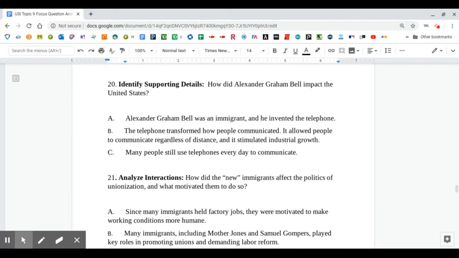Hello, Alexander Graham Bell, somebody hopefully you've heard of. He was an immigrant who helped to invent the telephone. The telephone transformed how people communicated. It allowed people to communicate regardless of distance, stimulated industrial growth, and promoted the use of telephones to communicate on a daily basis.